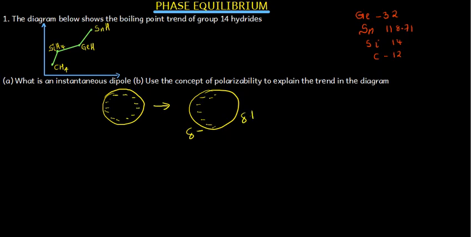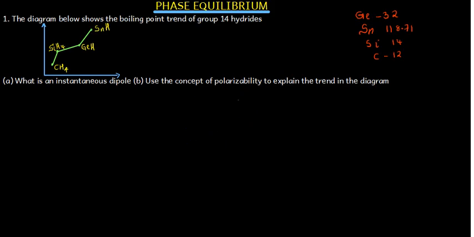The other portion is going to be partially positive, forming a dipole. Such a dipole is called an instantaneous dipole. Therefore, an instantaneous dipole is simply a dipole that arises from temporal variation in electron density. So you've seen that electrons will be much denser this side as compared to that one. That is an instantaneous dipole.